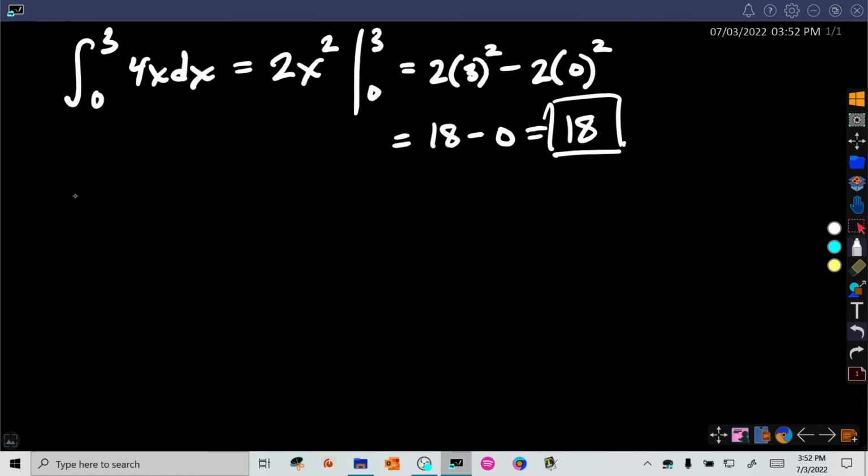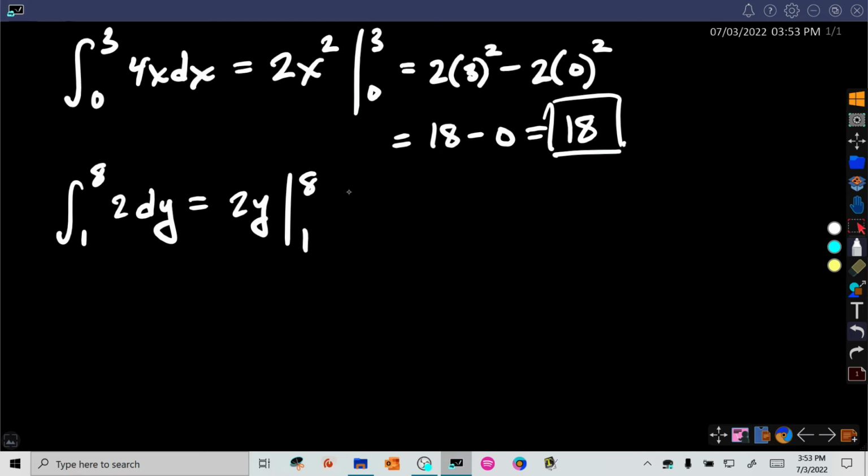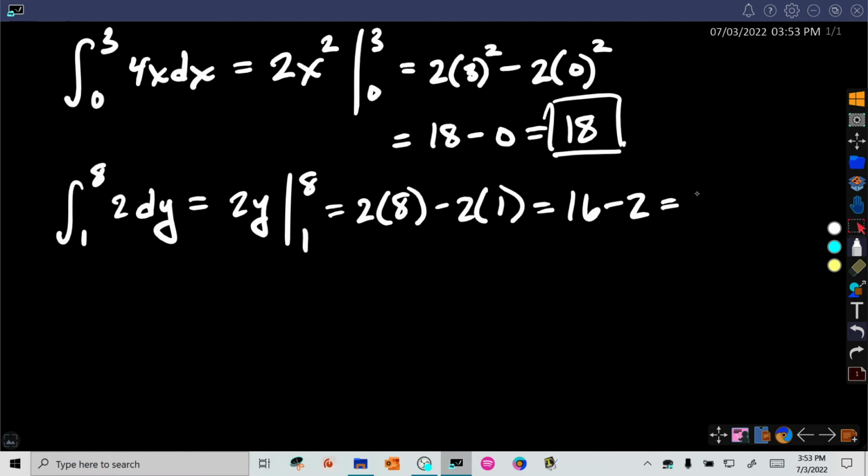All right, let's do another one. So suppose I have the integral from 1 to 8 of 2 dy. So 2 dy is the same thing as 2y, right? When I take the integral, the differential is just going to transform into that y, and then I'm left with a 1 to 8. And now I just do 2 times 8 minus 2 times 1, which in this case is going to be 16 minus 2, which is equal to 14.